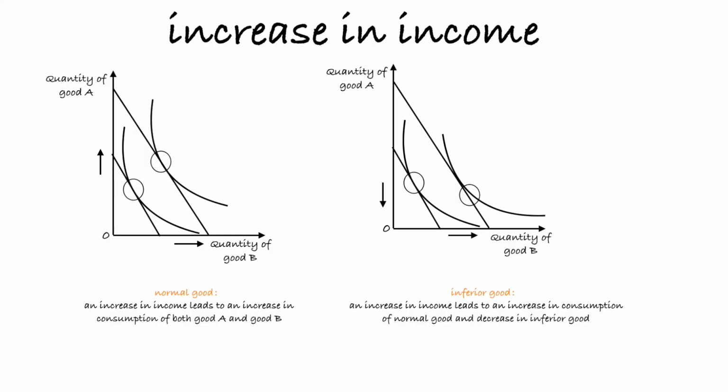Increase in income. For normal goods, an increase in income leads to an increase in consumption of both good A and good B. For inferior goods, an increase in income leads to an increase in consumption of normal goods and a decrease in inferior goods.